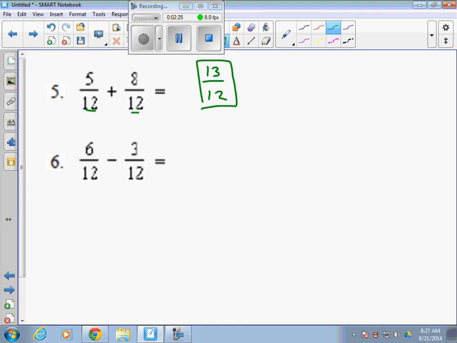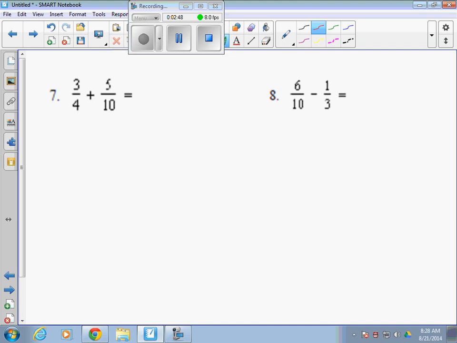Same thing with number 6. The bottom number of the denominator is the same, 12, so keep it. 6 minus 3 is the number 3. Now the difference between number 5 and 6 is this one's not finished. It's not simplified. The number 3 goes into both of these numbers. 3 goes into itself once, and it goes into 12 4 times. Now it's simplified, 1 over 4.